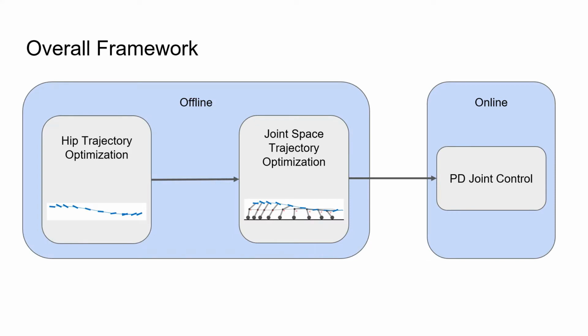We start by planning a feasible trajectory for the robot's hip, which will hold the object. Then we plan a full state trajectory for the robot that induces this hip trajectory. Finally, we stabilize the robot about this trajectory using PD joint control.